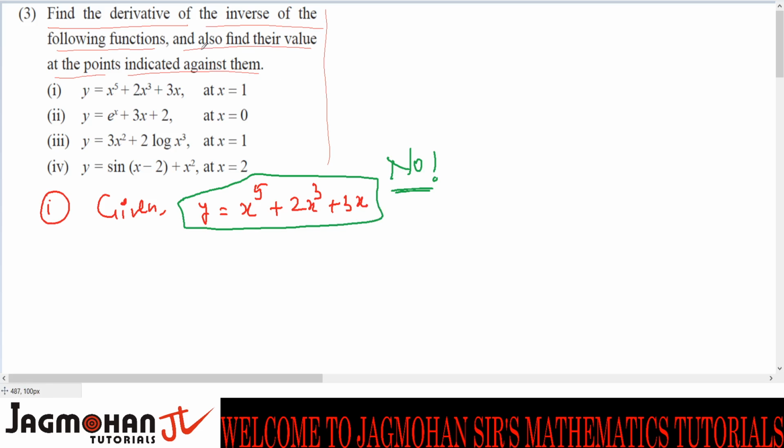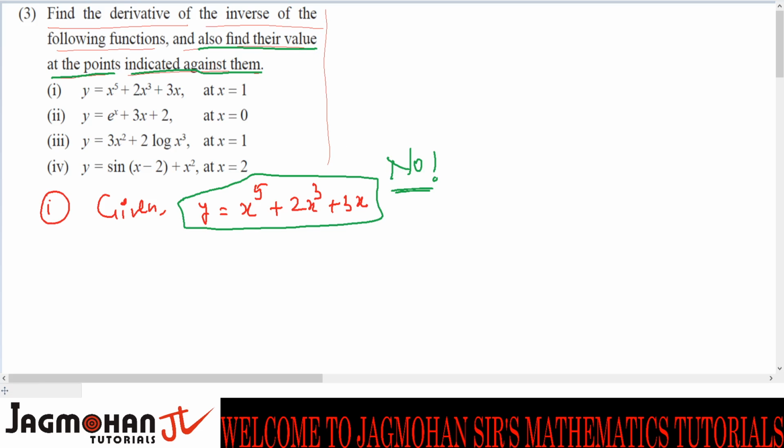The next step they say, in the question they demand, also find their value at the points indicated against them. What is meaning of their value? By writing their value, they mean the value of the derivative of inverse function. That is, when you have found the derivative of inverse function, you will substitute these values x0, x1, and get the answer. So I will solve this for you.